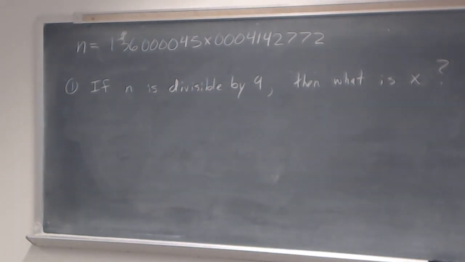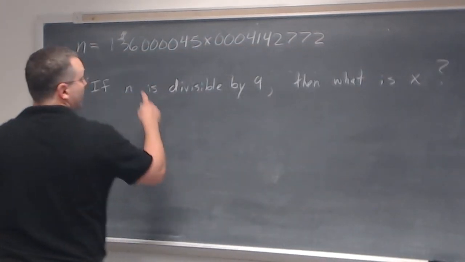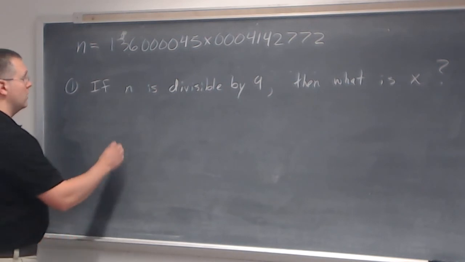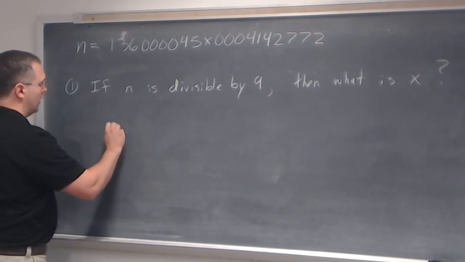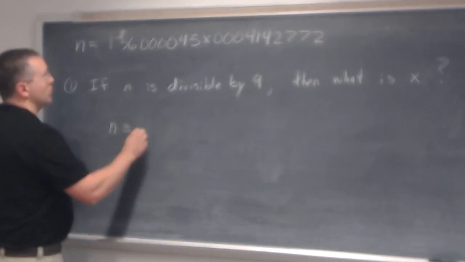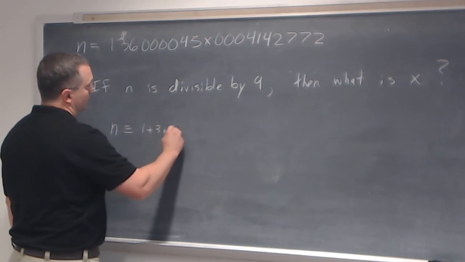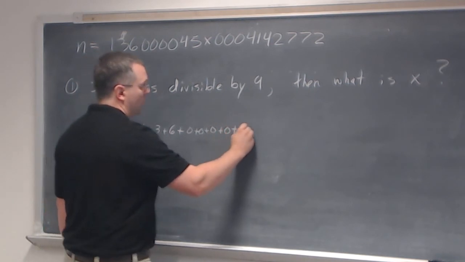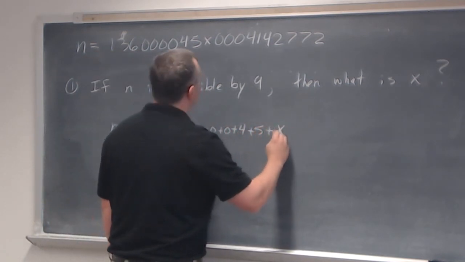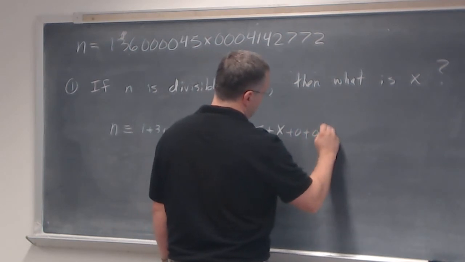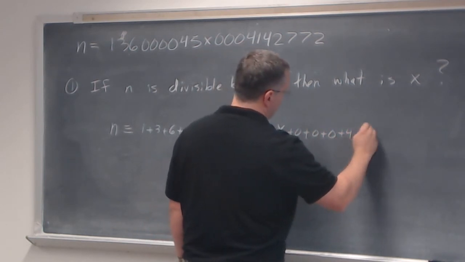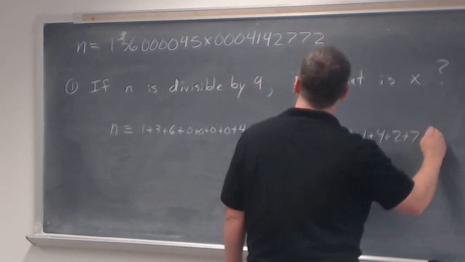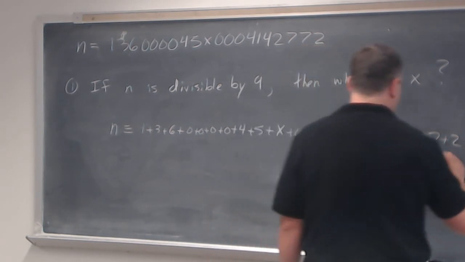You guys cast out your nines? Right. So we know if this is divisible by 9, then this is congruent to 0 mod 9. So we know that n is congruent to 1 plus 3 plus 6 plus a bunch of zeros plus 4 plus 5 plus x plus 0 plus 0 plus 0 plus 4 plus 1 plus 4 plus 2, a long number, plus 7, 7 plus 2, mod 9.